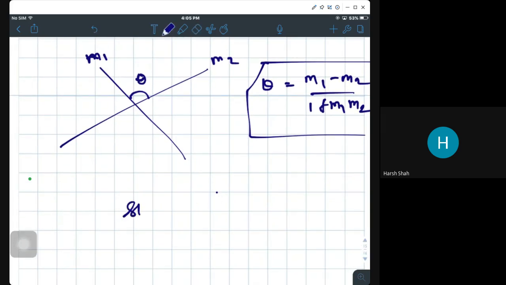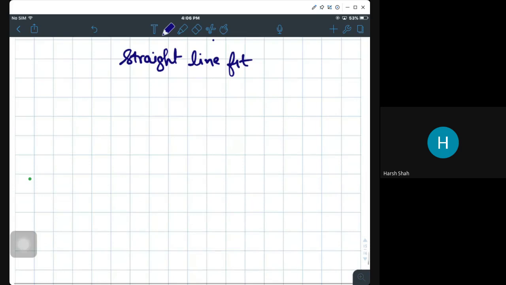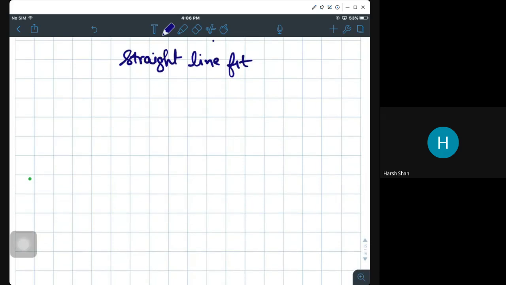Then we have straight line fit. This is a very simple but very important thing when you study data science. Let's say you are given some points like this. Now you want to predict the value of the point which is not given here. So how will you predict this? Anyone?